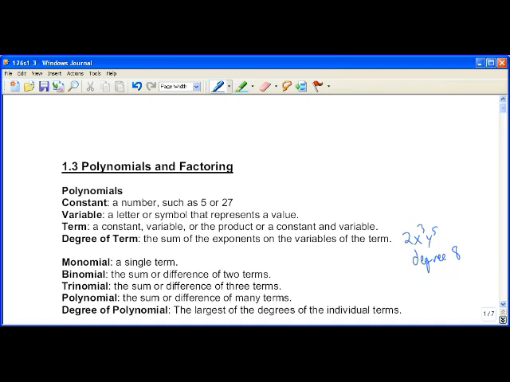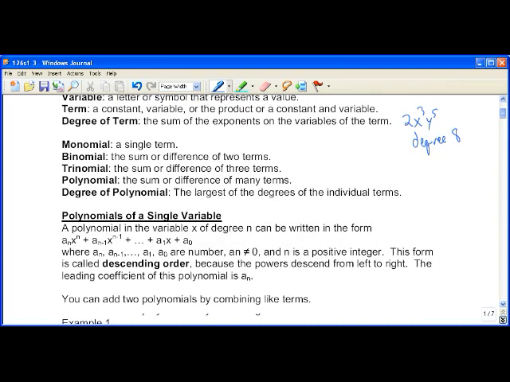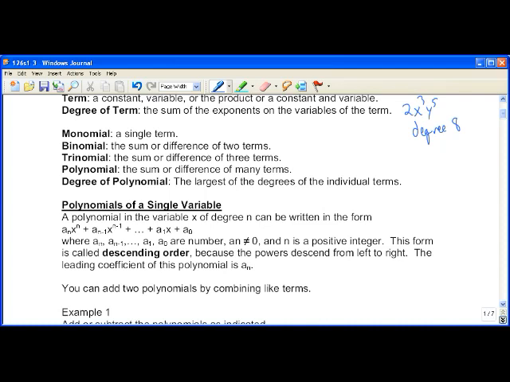A monomial is a single term, a binomial is a sum or difference of two terms, and a trinomial is a sum or difference of 3 terms. And a polynomial is a sum or difference of many terms. Technically, monomials, binomials, trinomials are all polynomials, but it could have 4 terms, 5 terms, or however many terms you wanted to have. And the degree of a polynomial is the largest of the degrees of the individual terms.